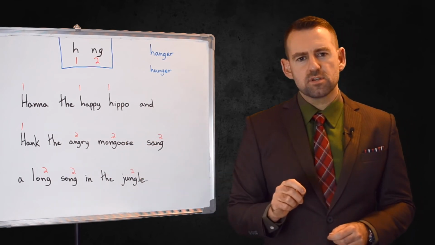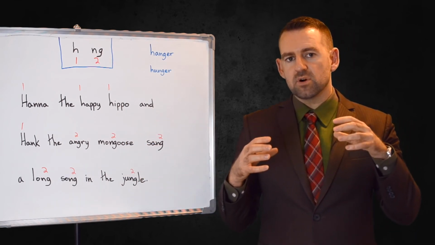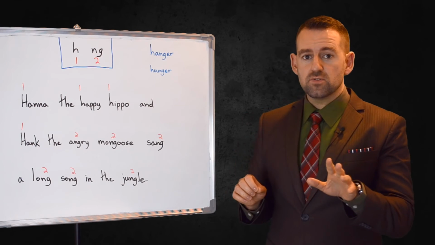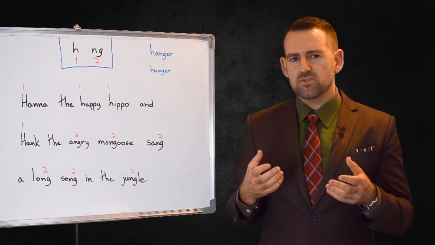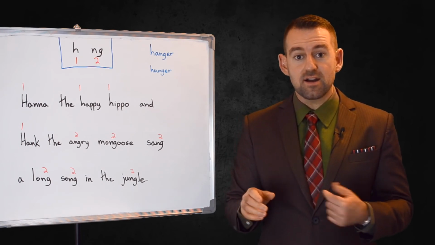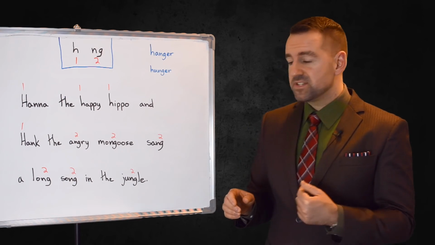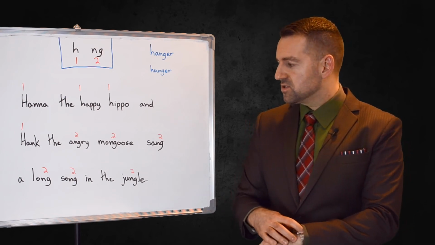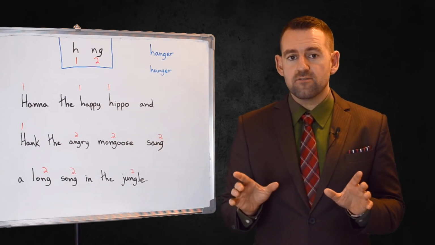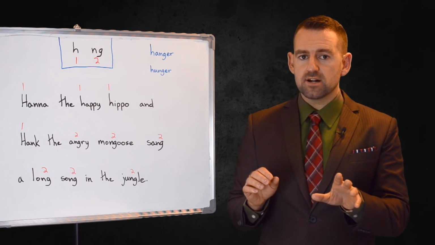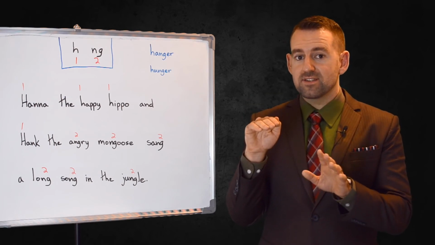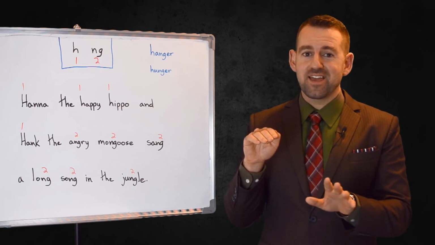A mongoose is a small animal that kills snakes. Actually, I don't know if a mongoose eats a snake, but it can kill a snake. I've seen it in Pakistan, actually. So in Pakistan, they have mongoose and cobra fights. Now, a cobra is a snake that stands up like this, okay? They're very dangerous snakes, so don't get near them.